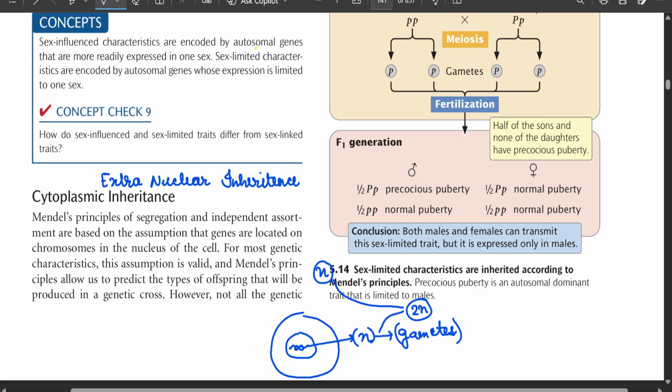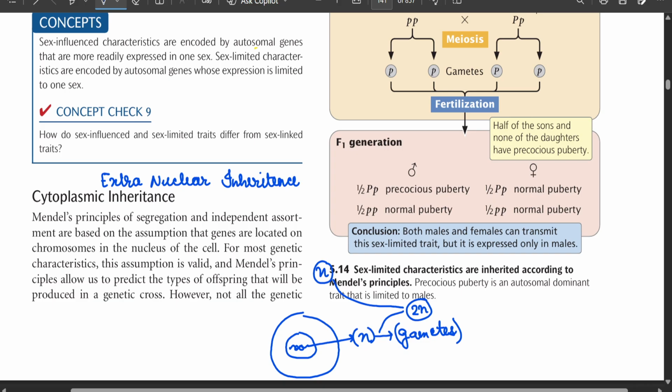Now this is a very typical process wherein one haploid set comes from the maternal side and the other haploid set comes from the paternal side, and after that a diploid zygote is formed. This is what we call nuclear inheritance. So whatever genes are present on the DNA of the parents, including the mother and the father, will be inherited by the offspring. This is nuclear inheritance, but when we talk about extranuclear inheritance, it refers to all those genes inherited which are not present inside the nucleus or which are not present in the nuclear DNA.